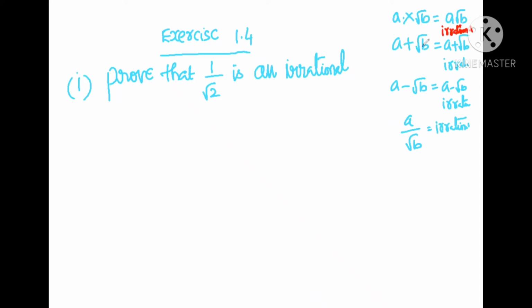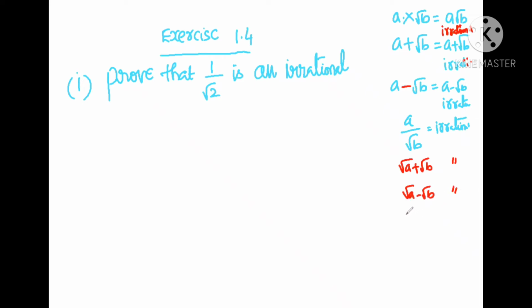By adding one rational and irrational, you will get irrational only. And subtracting also, you will get irrational only. Dividing also irrational only. Moreover, if you add two irrational numbers like this, then it is also an irrational. Subtracting also an irrational. Subtraction of two irrational numbers is also irrational.